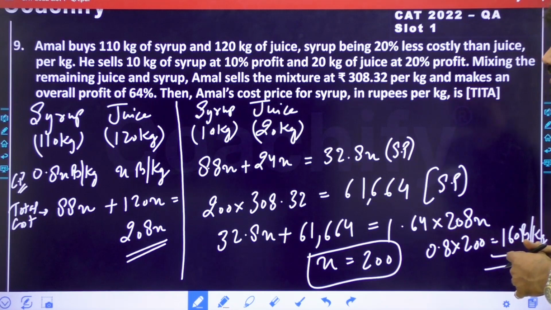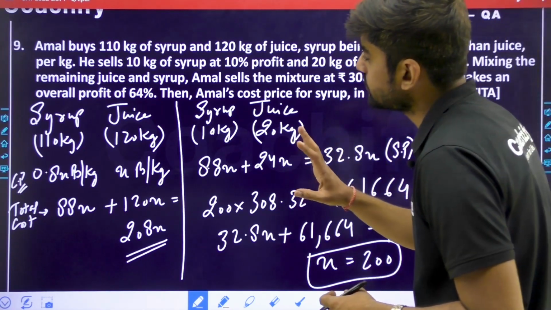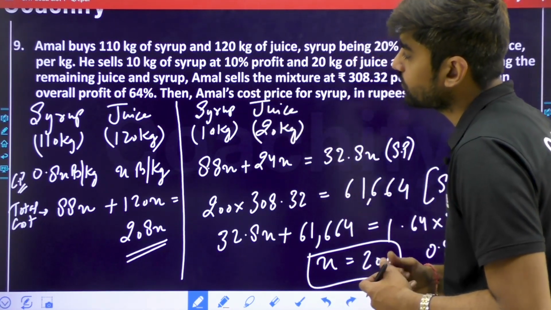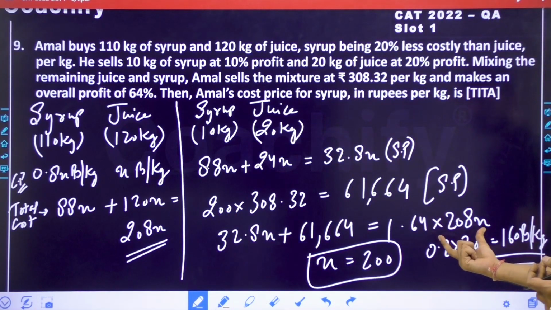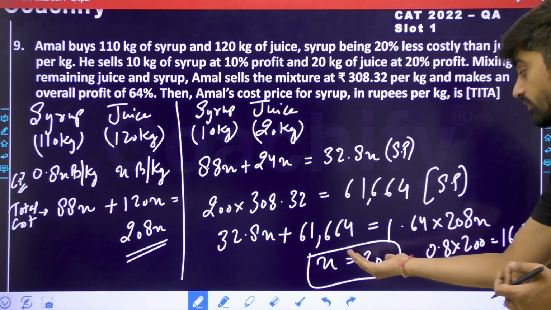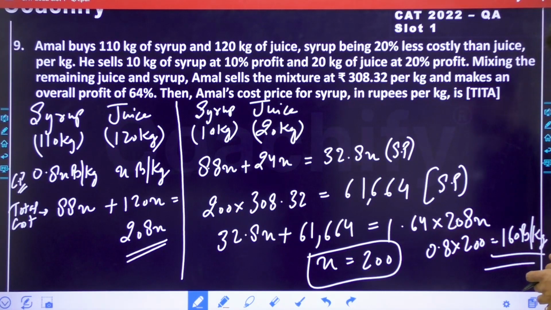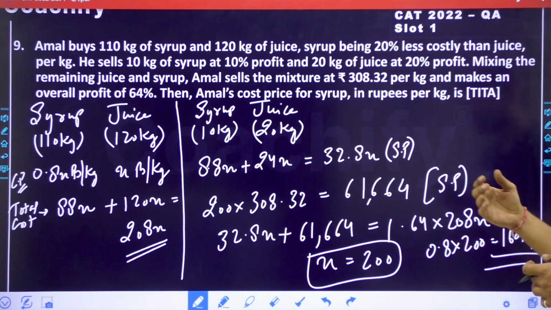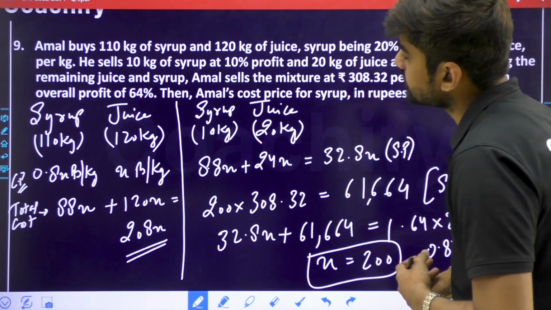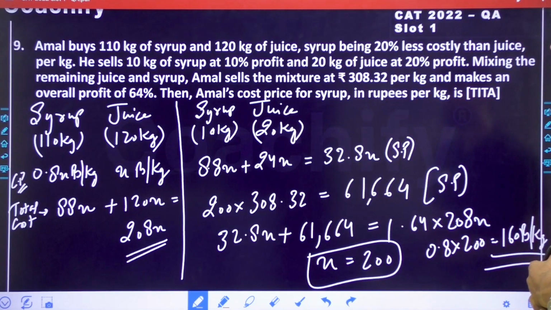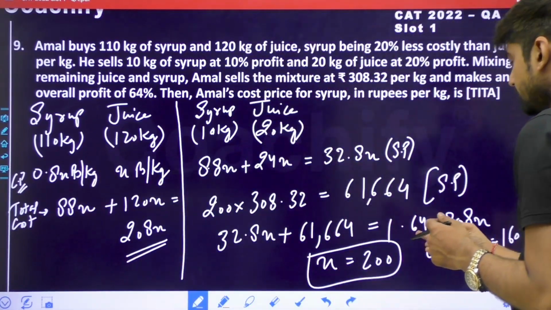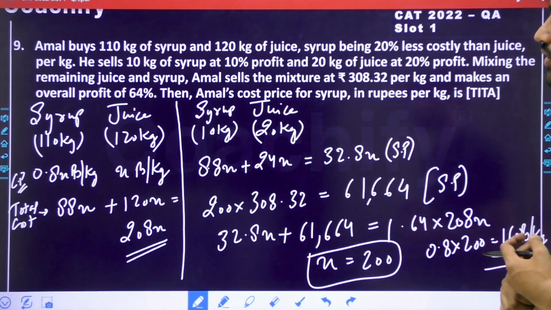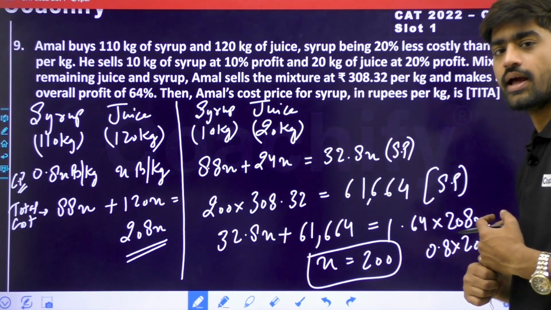And this should be equal to my total selling price of the system, which I get by adding 64% profit to my total cost, which is 208. So this gives me an equation. When I solve this, I'll find the value of x as 200. Now the question is asking you to find the cost price for syrup in rupees per kg, which is 0.8x. So when you multiply this 200 with 0.8, you'll find the value as 160 rupees per kg.